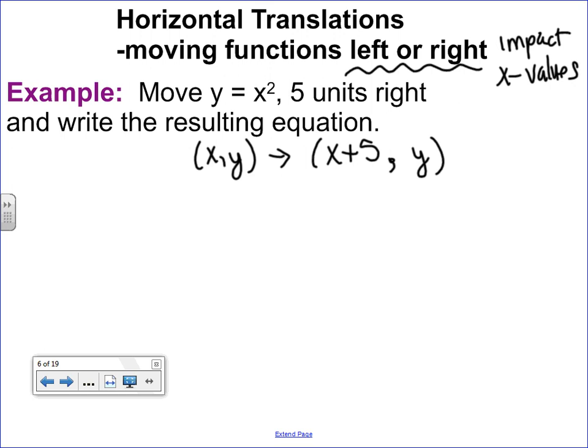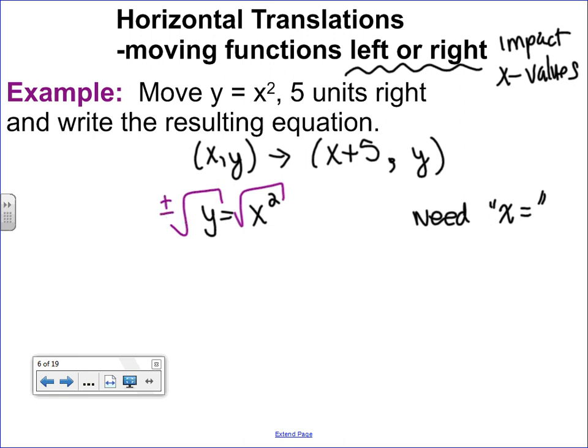Now, what happens here is that we have a y equals equation. And if I want to do something to x, such as moving it right, I need an x equals equation. I can't do anything to x if I have a y equals equation. So I'm going to get an x equals equation. To get rid of the squared, I'm going to square root both sides. Remember, when you take the square root, it's going to be plus or minus.